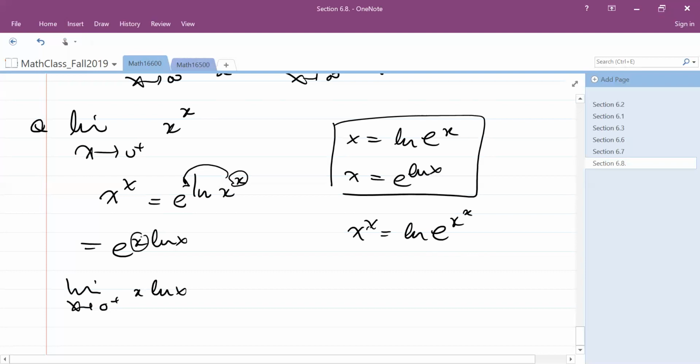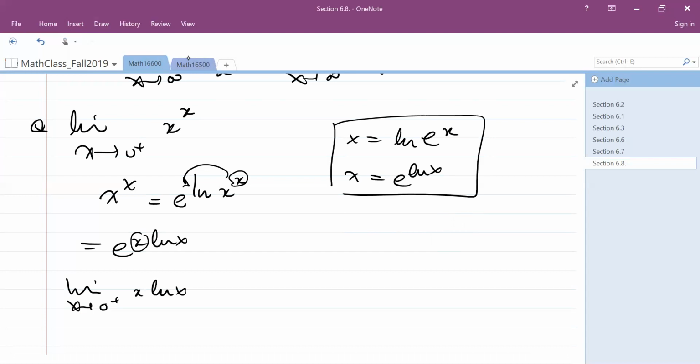Okay. If I use the second identity, I am able to do that. But with the first, I cannot modify this. x to the x is still there. This part I cannot separate. There's no formula I can use. So this does not work. Only the second formula works. I can change x to the x to the product. Product is much easier to handle.